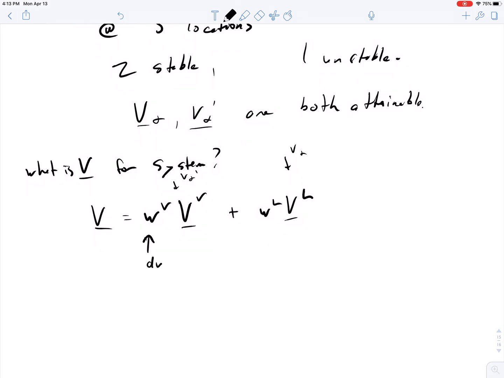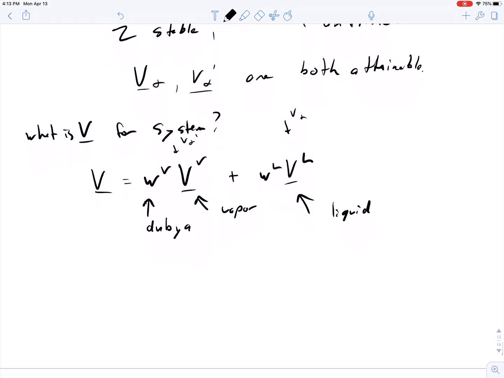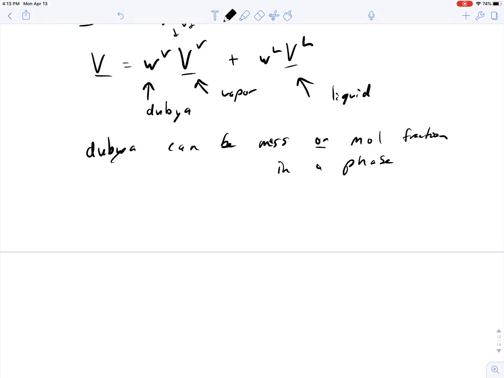So this is W. This would be vapor. This would be liquid phases of this. And so W can be mass or mole fraction in a phase for your overall system. So your system now is your material in multiple phases, and it can be attributed either to mass or mole fraction. Properties here, of course, if it's two fractions for the two phases, the fractions of W should equal 1. Say a 50-50 mix of vapor liquid or a 25-75 mix.